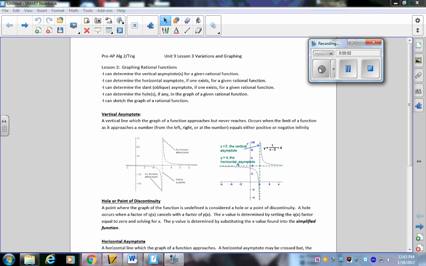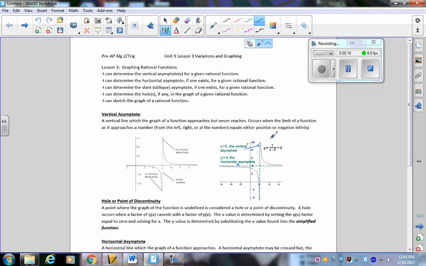This is Unit 9, Lesson 3, and in this lesson we're going to be graphing rational functions. Last time we took a look at what happens when we have an inverse function, which simply meant that our numerator was a number, like in this example right here, and we talked about how you can figure out your asymptotes simply by looking at the function.